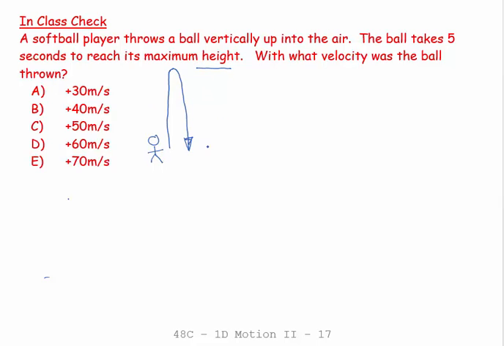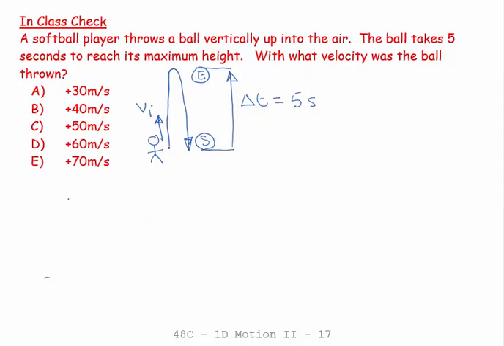The ball takes 5 seconds to reach its maximum height. So to go from the thrown point to the high point, we're going to put down that delta t equals 5 seconds. Let's say I'm starting here and I'm ending at my maximum height. So that takes 5 seconds. With what velocity was the ball thrown? So I'm interested in knowing VI.